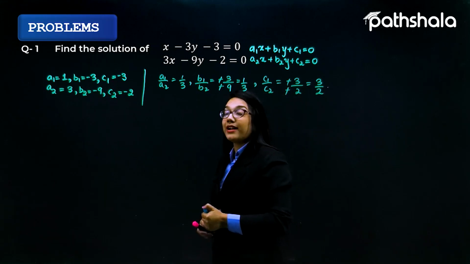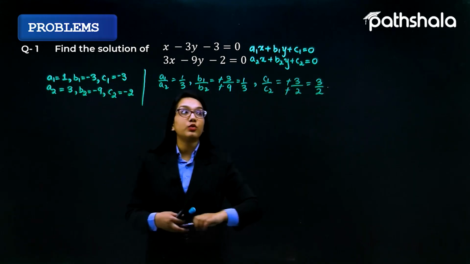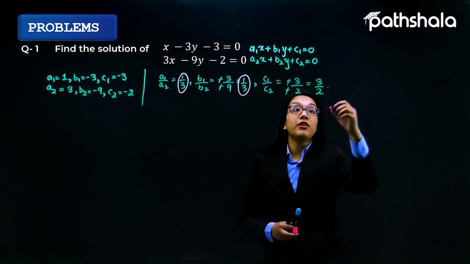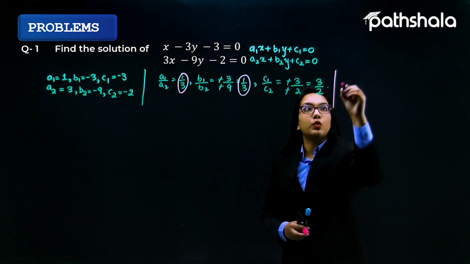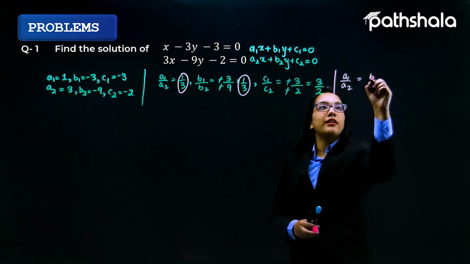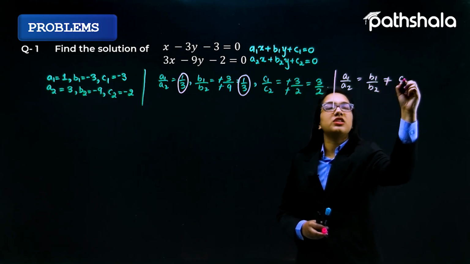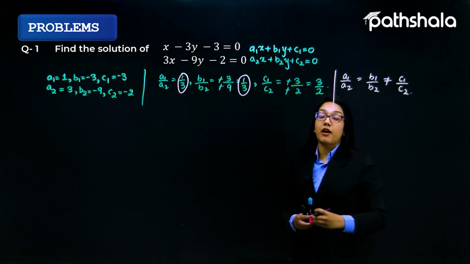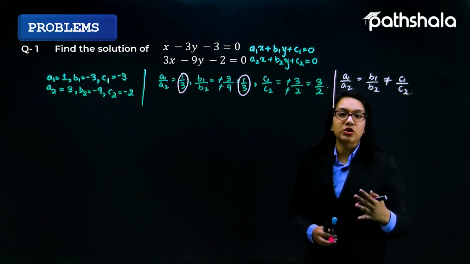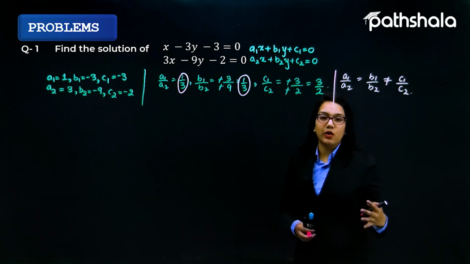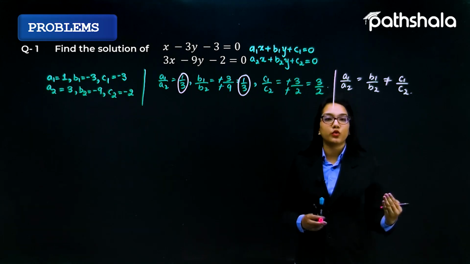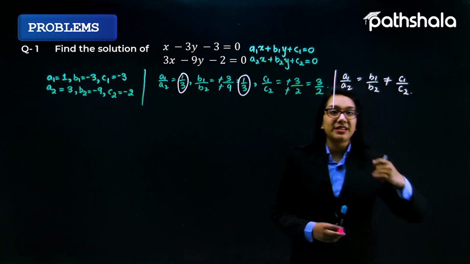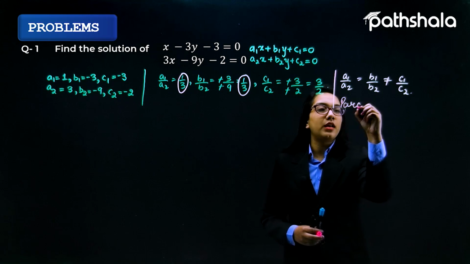So at the end we are getting a1 by a2 is 1 by 3, b1 by b2 is 1 by 3. Means a1 by a2 is equal to b1 by b2, and further they both are not equal to c1 by c2. So this is the condition that we are getting after comparing the coefficients of x, y and the constant: a1 by a2 is equal to b1 by b2, but they are not equal to c1 by c2, and it means that the two lines are actually parallel to each other.